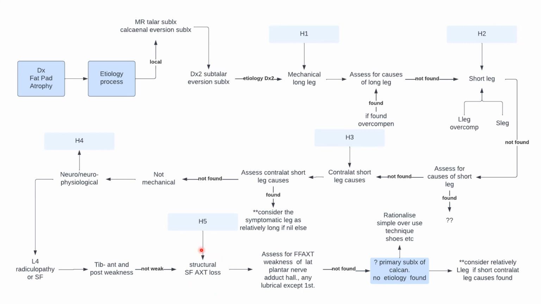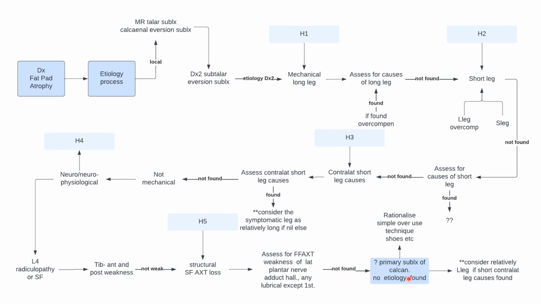So we could be looking at slow flow structural loss, and if that's the case, then this is occurring through the lateral plantar nerve, because this is the nerve that actually does supply the talocalcaneal joint. So we can assess for fast axoplasmic flow to say yes or no about AX, slow flow AXT loss. What you assess there is the muscles innervated by the lateral plantar nerve, which is adductor hallucis, or any lumbrical except the first, which is supplied by the medial plantar nerve, a different nerve that does not really supply the subtalar joint.